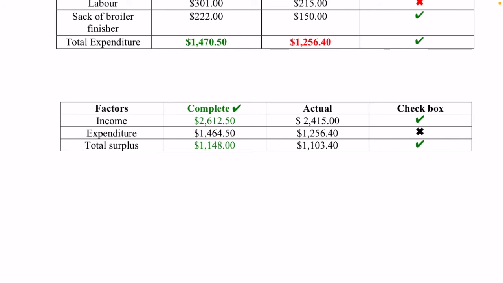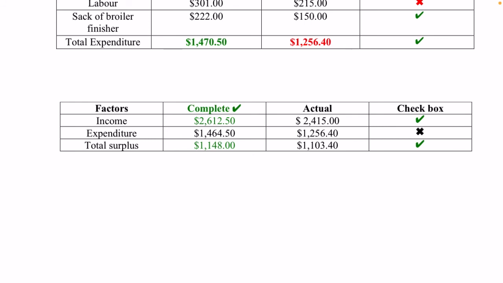Let's take a look at income. The income in the complete budget is $2,612.50, which is greater than the actual income, which is only $2,415. So this is one of the factors that you must speak of when you are comparing the projected and the actual surplus. Now let's look at the expenditure.